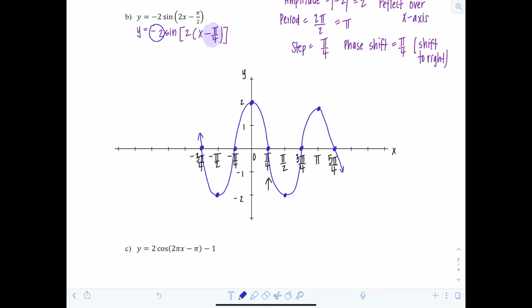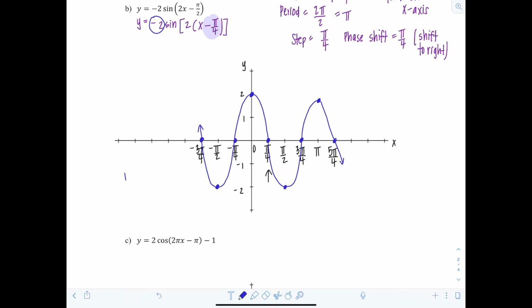Okay, let's list the domain and range. It didn't ask for it, but it's good practice, and we like to be thorough. So the domain, well, that's always the same. Negative infinity to infinity, all real numbers. What about the range? The range is going to be from -2 to +2. All right, looks nice.